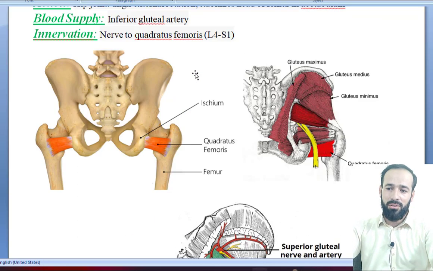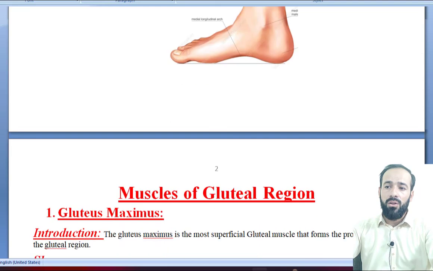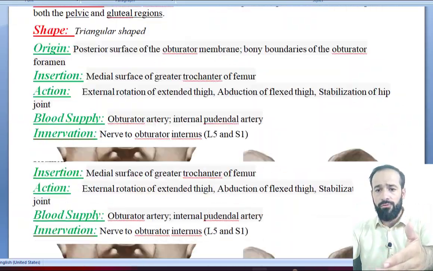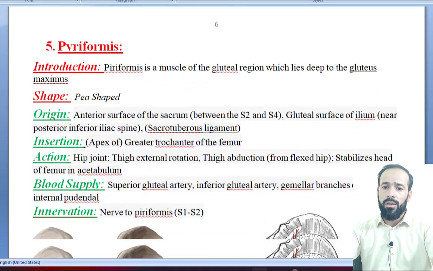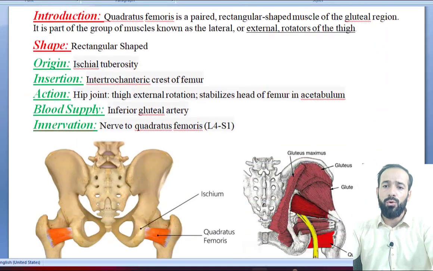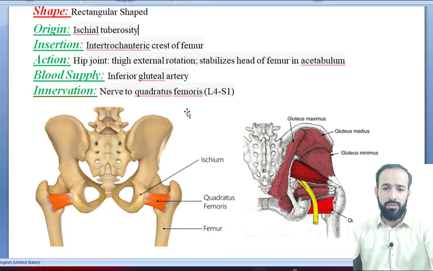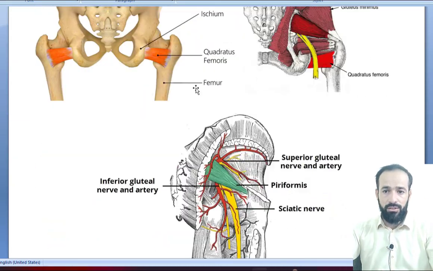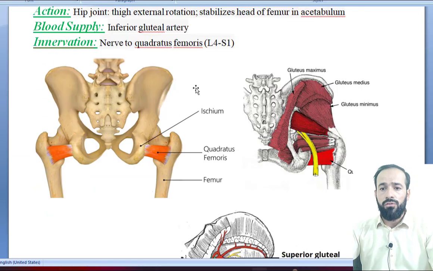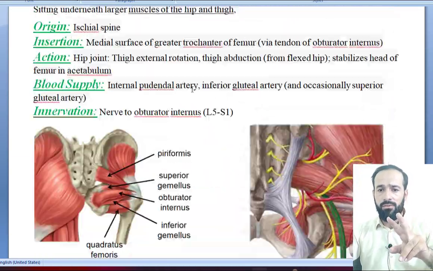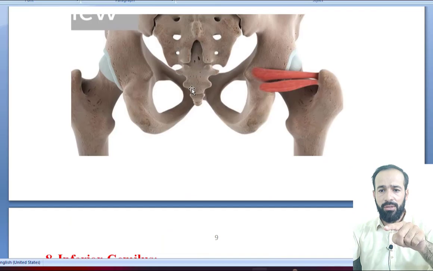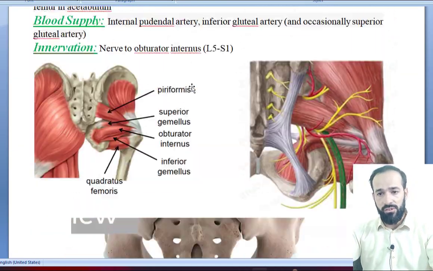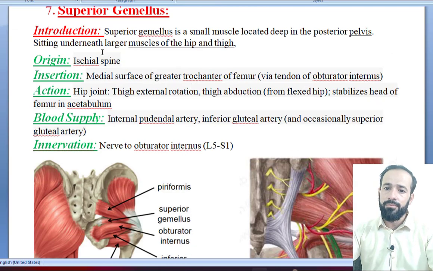We are discussing the muscles of the lower limbs, right? In that we have discussed all these muscles you can see on the screen. We had reached up to quadratus femoris muscle, which is present in your gluteal region. We are discussing the muscles of the gluteal region. There are two remaining muscles in your gluteal region, the superior gemellus and the inferior gemellus muscles. So let's discuss these gemelli muscles.